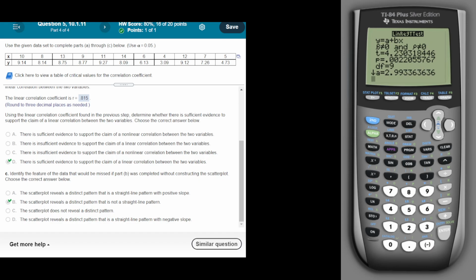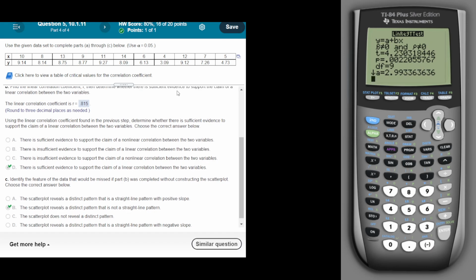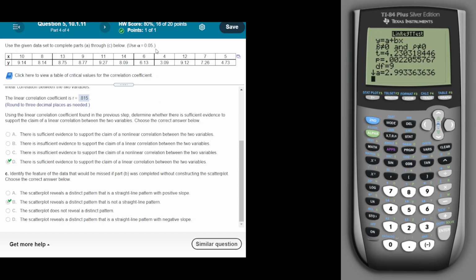You can see it here in the calculator. So is there or is there not? As you may recall, we have to compare this against our sig level. Where's our sig level? Right here, 0.05. So 0.0022 is definitely less than 0.05. So there is enough evidence to support the claim, just like we did in the last chapters and in the last videos. So you want to say that there is sufficient. So it's either going to be D or A, right? We know it's D. So let's go ahead and compare D and A. It says there is sufficient evidence to support the claim of a nonlinear. No, never choose nonlinear. You always want to choose linear. So there is sufficient evidence to support the claim of a linear correlation between the two variables.